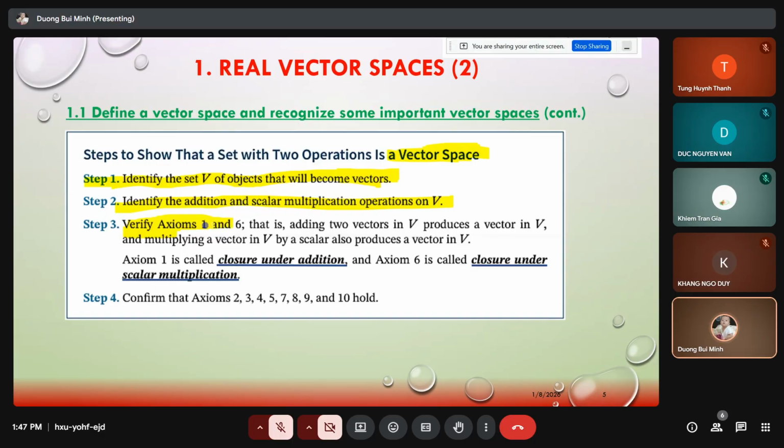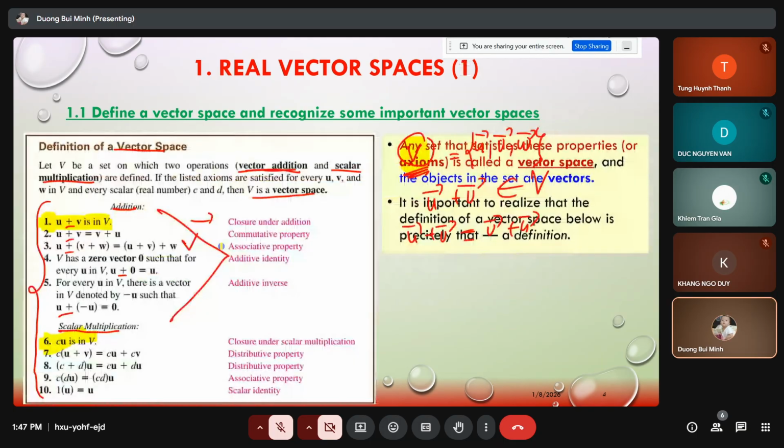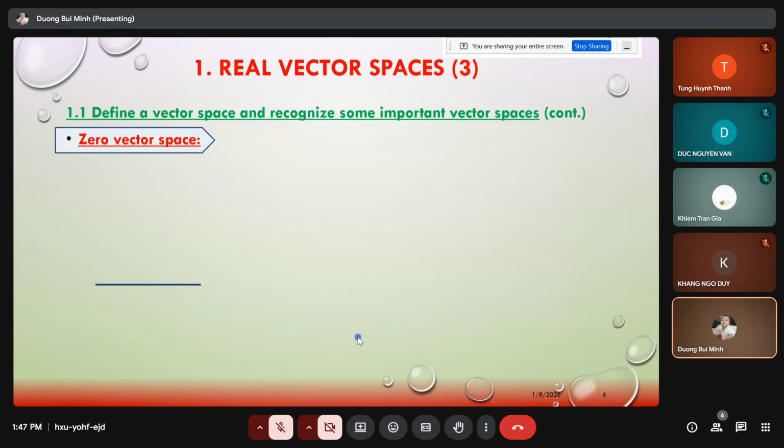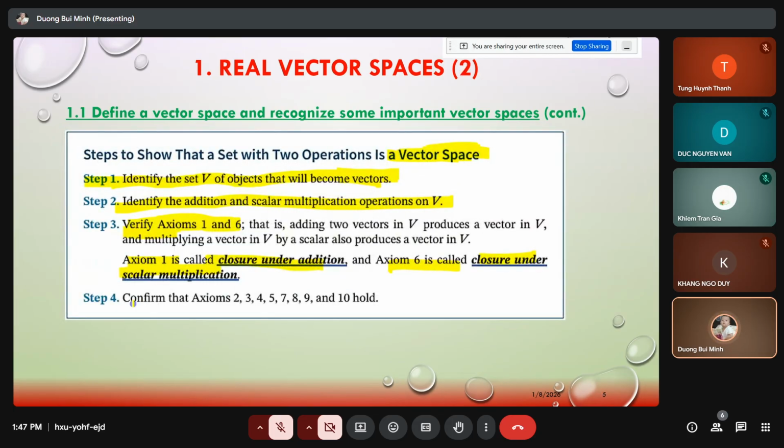Verify SM1 and SM6. SM1 we say closure under addition, and SM6 we say closure under scalar multiplication, like this. And then confirm SM2, 3, 4, 5, 7, 8, 9, 10, and so on. But normally we can skip step 4. Not always, but normally.